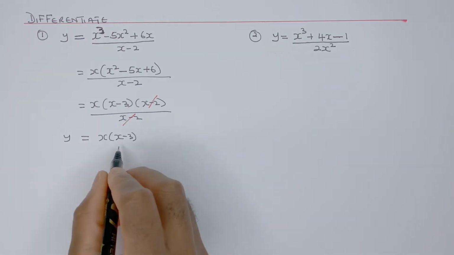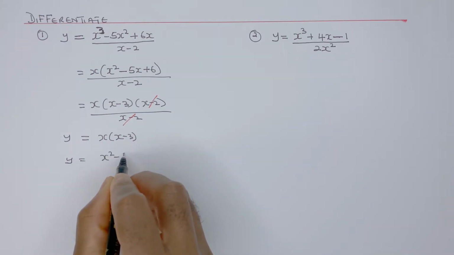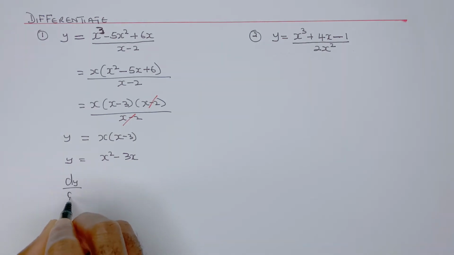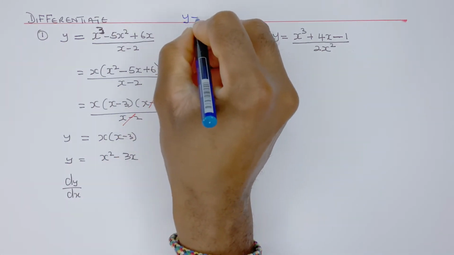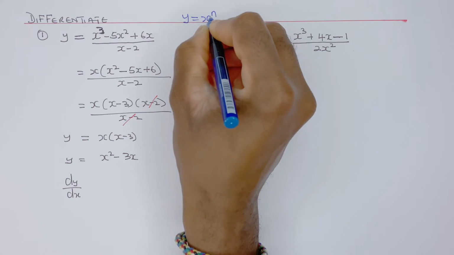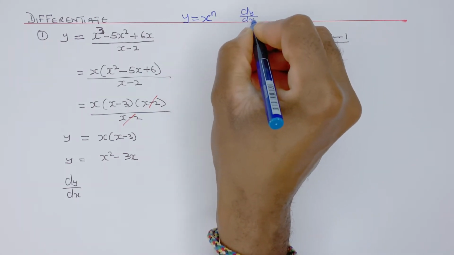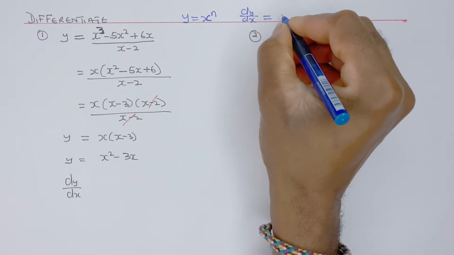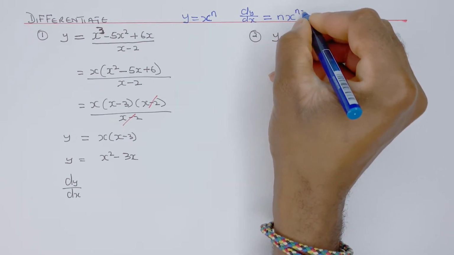Now I could expand this: x squared minus 3x. Now I can find dy/dx. Right, finding dy/dx, we need to make sure y is in the form of x to the power of n. Then we can apply it. Remember, dy/dx is a gradient, equals n x to the power n minus 1.